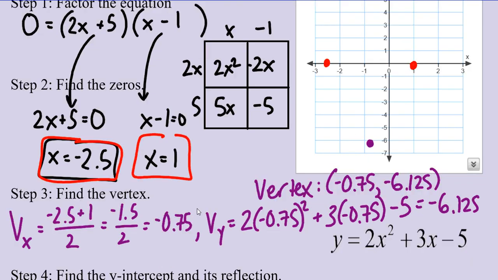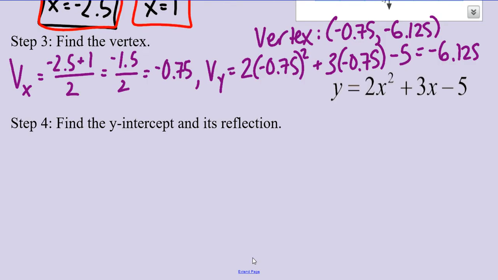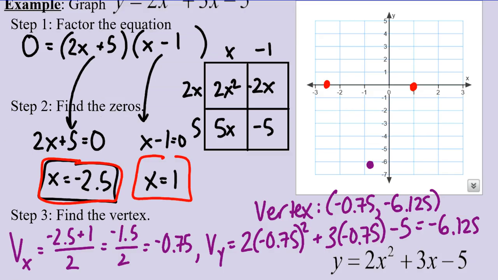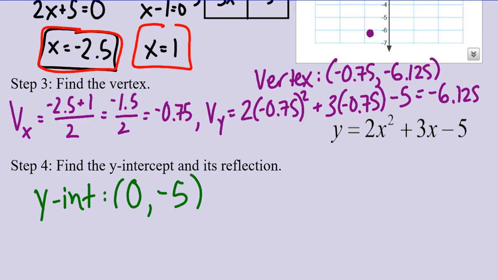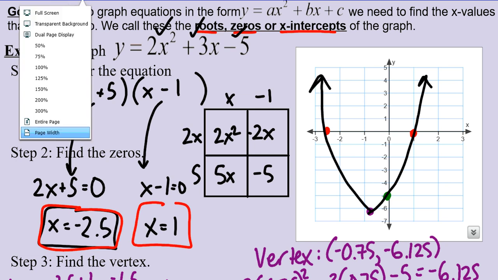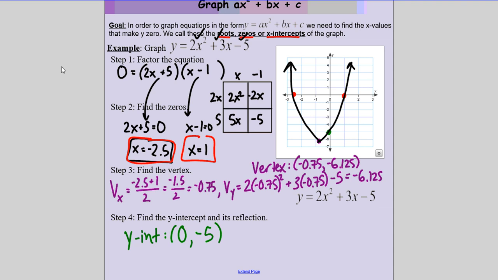There's my vertex. The y-intercept is always the y value when x is 0. So if I put 0 in for x, it will make everything in the equation disappear except for this last term, so it has to be the negative 5. Negative 5 is my y-intercept. I can sketch the right side, and then the left side is just the mirror image of it, and I'm all done. That is how you graph by factoring.